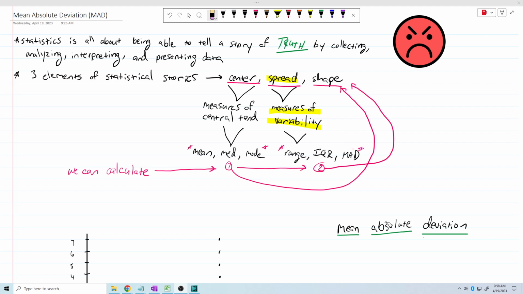We spent a couple videos ago talking about center and how we can calculate center through mean, median, and mode. More recent videos have talked about spread and how to calculate spread, or in other words, measures of variability. We talked about calculating range. We talked about calculating interquartile range. And when we perform our calculations, we can get a shape to our data. We can get a sense of that distribution. And when we have center, spread, and shape, we can then tell the story that the data is trying to tell.